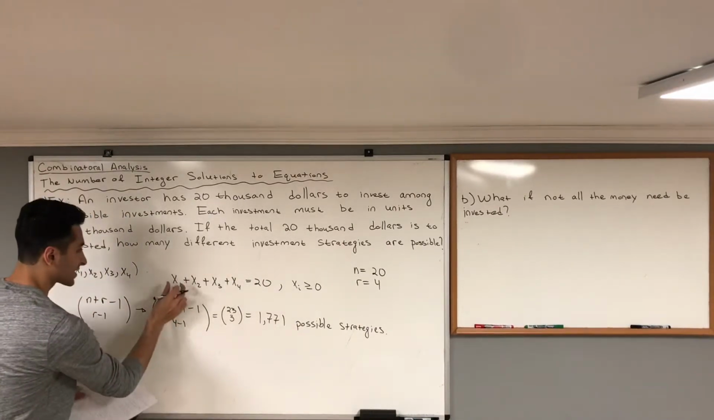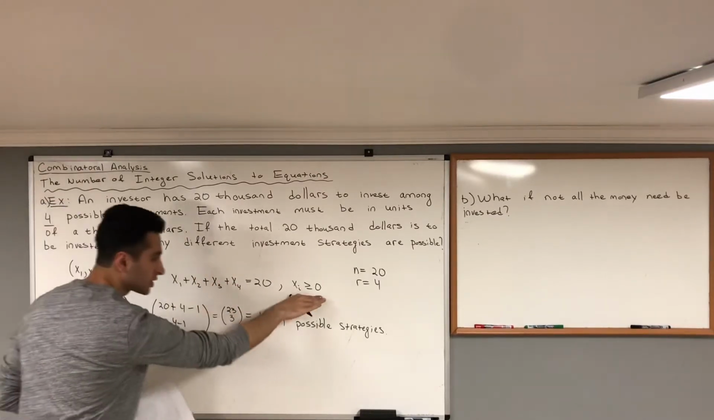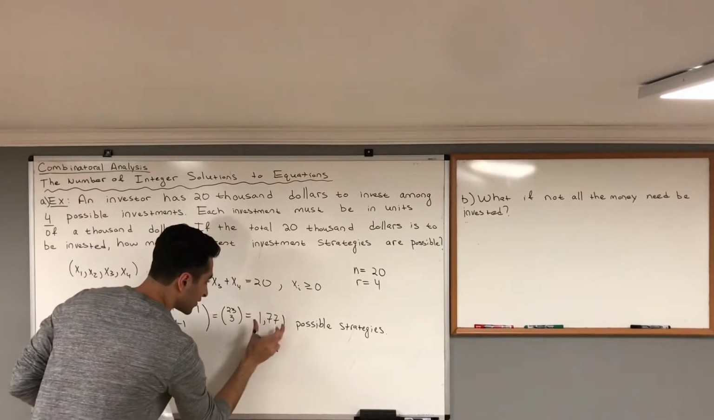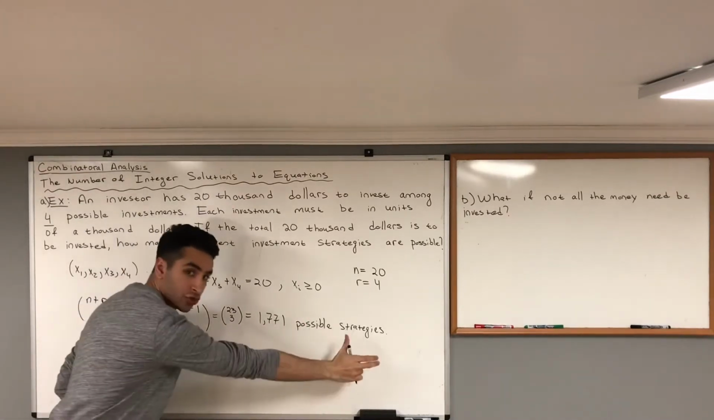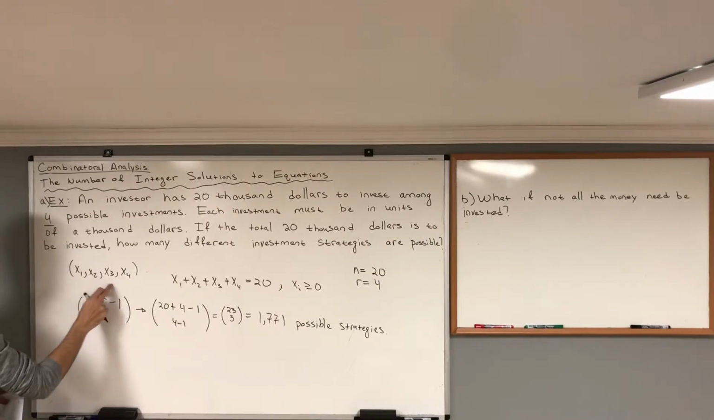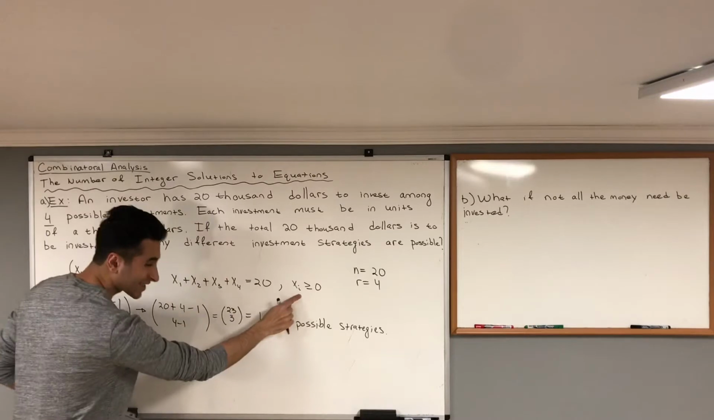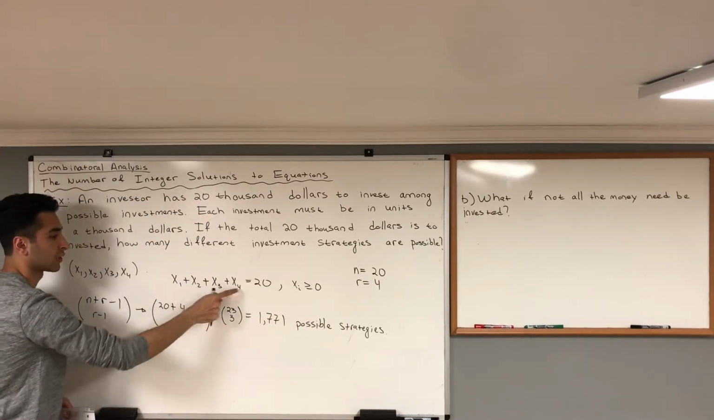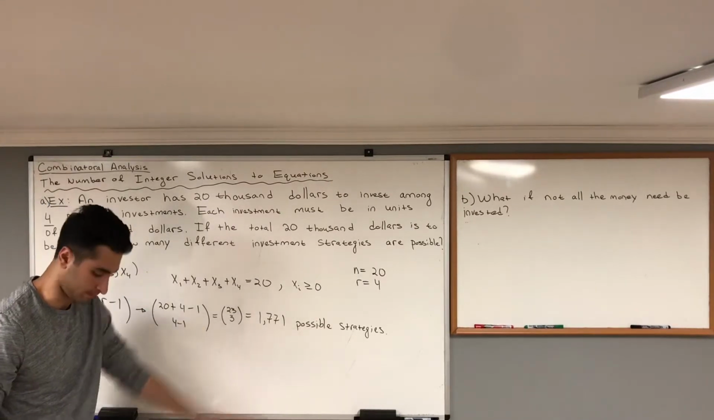So each x_i here denotes the amount he's willing to put in. So he could put in 0 or he could put in more. It doesn't matter. We just know that there's this many possible vectors, this many possible strategies, this many possible lists of the numbers x1, x2, x3, x4 that satisfy this following equation, for which x_i has to be greater or equal to 0 for i equals 1, 2, 3, and 4. That's all it is.